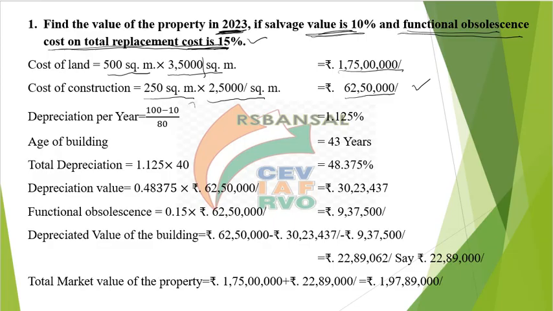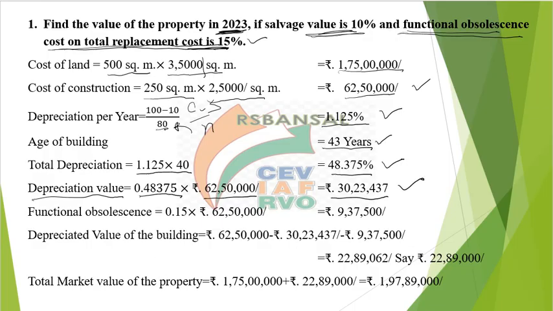Depreciation per year, C minus S upon N. 100% minus 10% salvage value, and life is given as 80 years, so 1.125% per year. Age of the building, as we have already discussed, is 43 years. Total depreciation will be 1.125 into 43, 48.375%. So depreciation value will be 0.48375 into 62 lakh 50,000, 30 lakh 23,437. So this is depreciation, this is physical depreciation basically.